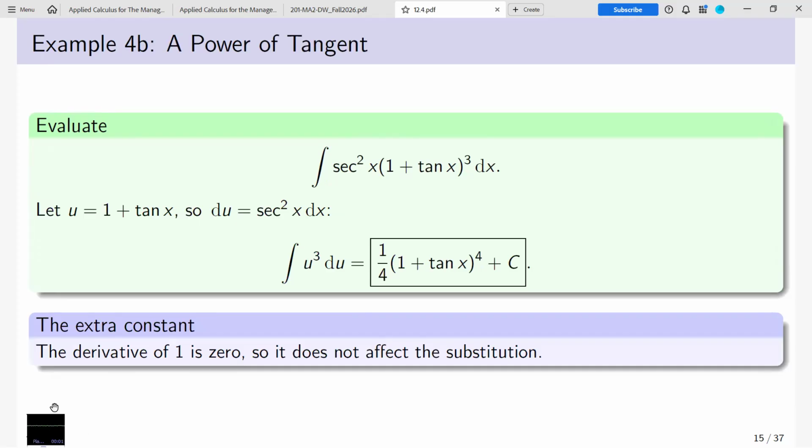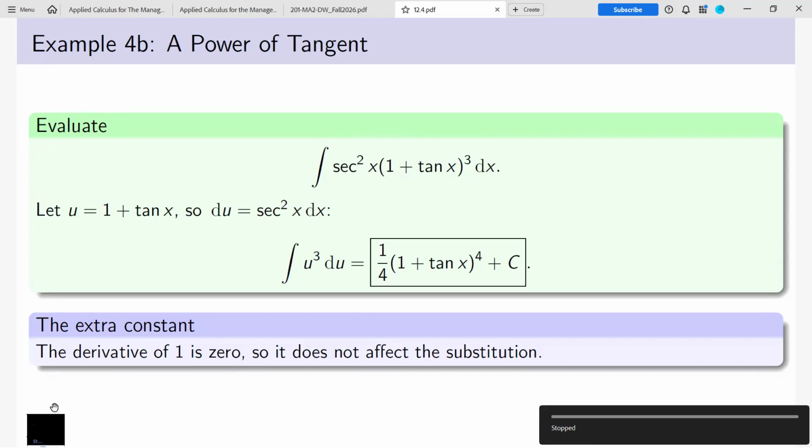The secant squared factor is exactly the derivative of tangent. The added 1 remains inside, but its derivative contributes nothing. Even constants know when to stay out of the way.